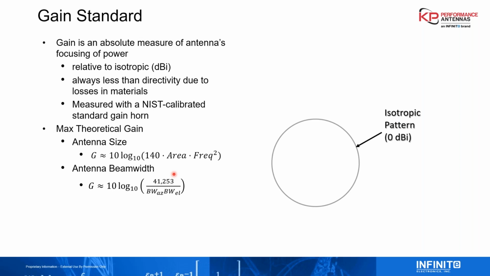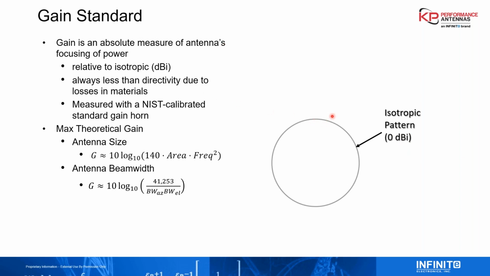Gain is one of the most important, and really it's what we see in the field. It's an absolute measure of the antenna's focusing of power. And gain is always relative to something. We have to define it. It's on a dB scale, and dB is always a relative quantity. So we define it relative to isotropic. That's why we have dBi. The I stands for isotropic, and isotropic means you have a point source or some type of antenna that radiates equally in all directions. So it is said to have 0 dBi.